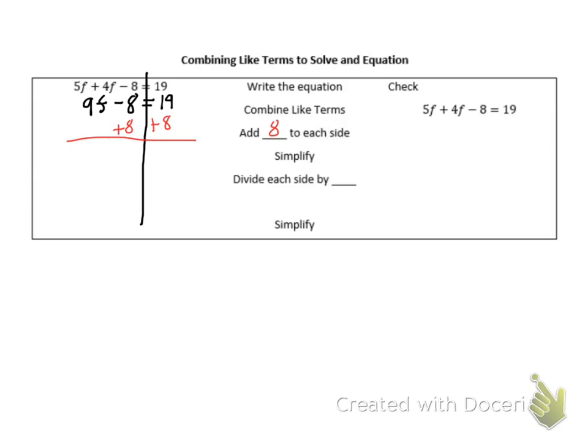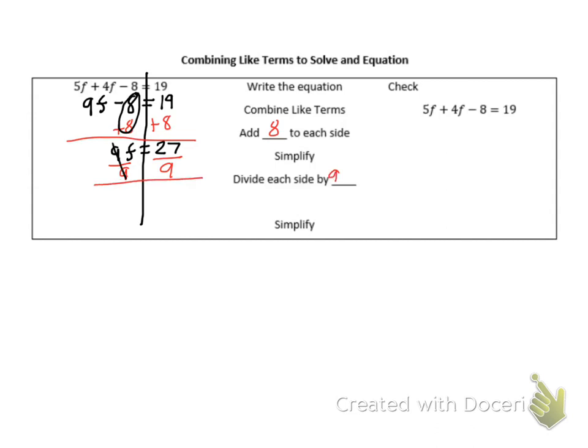I'm minusing an 8, so I will add 8 to each side. After I do that, 19 plus 8 equals 27. Negative 8 plus 8 is a 0. 9f minus that 0 is just going to be 9f. Now we got 9f is equal to 27. Divide both sides by the 9 that we were multiplying by.